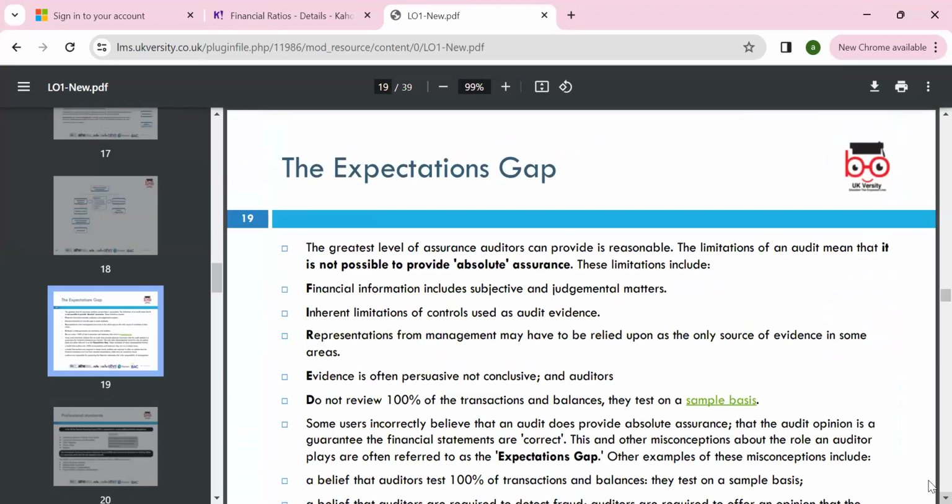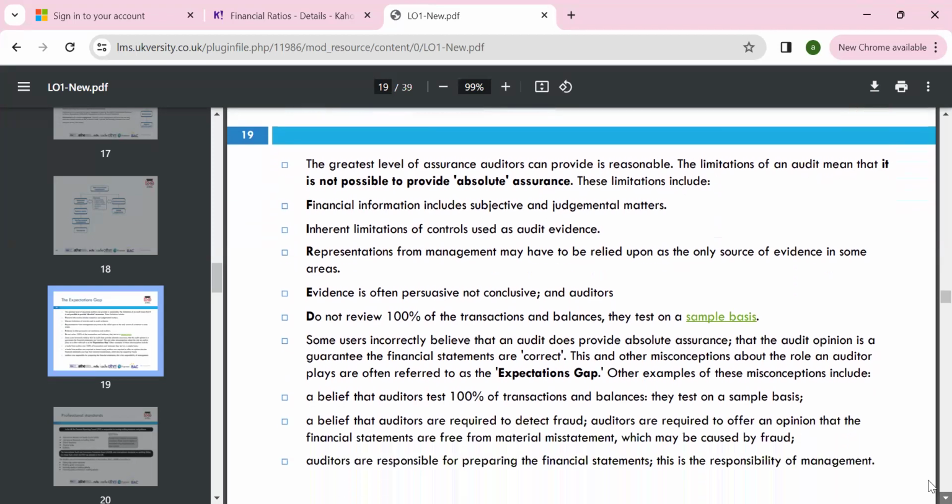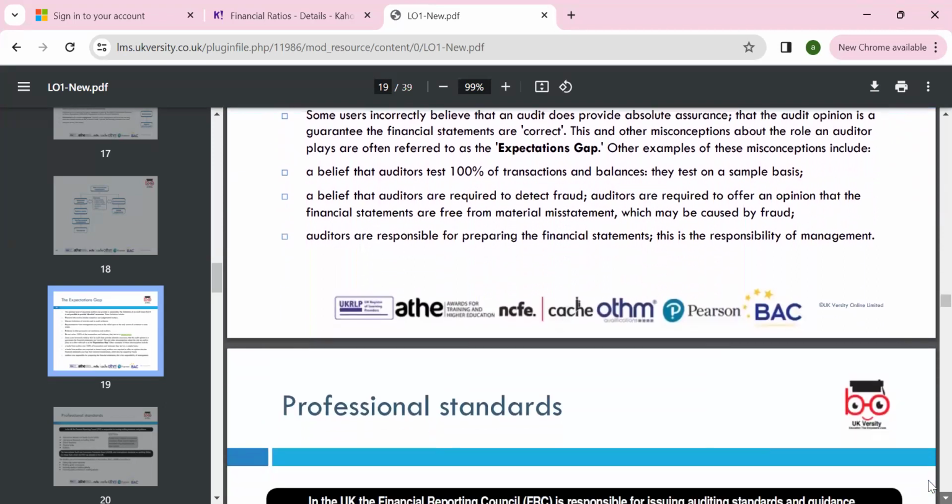Okay, so then we can look at the expectation gap, which can be further inquired into, like financial information's inherent limitations. It can be representation, evidence can be persuasive, not conclusive, and draws not on 100% of transactions, but we can look at the sample. We can look at the sampling side, the sampling method, which needs to be appropriate.